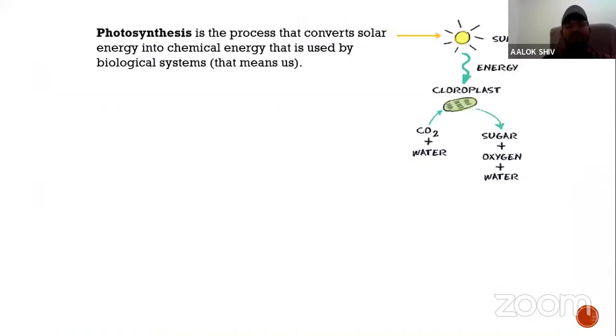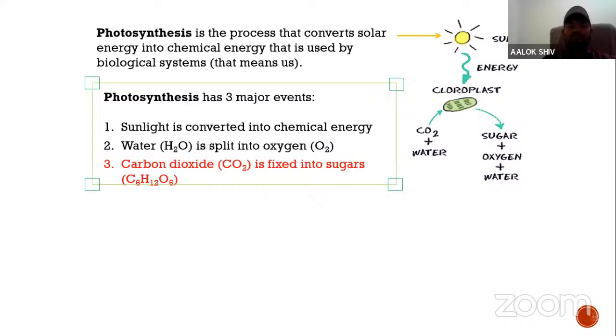So let's start with the metabolic processes of the plant. The first metabolic process is photosynthesis. We all know what photosynthesis is. It is the process that converts solar energy into chemical energy, and this chemical energy is used by the biological system. This energy is used by all of us.